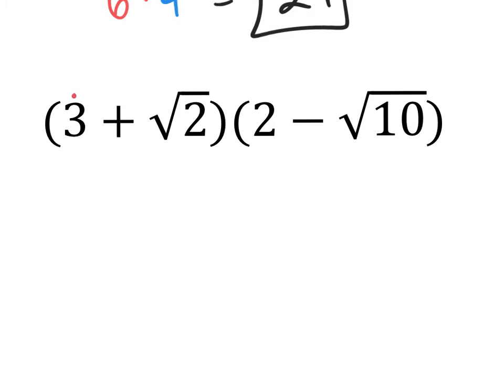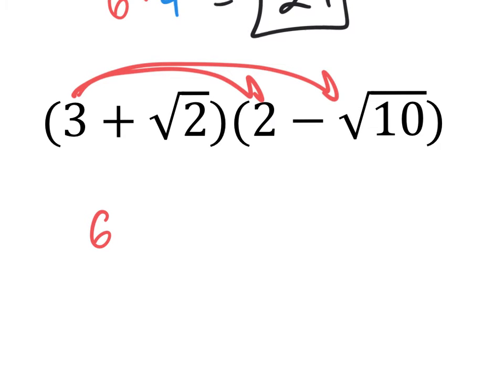A binomial times a binomial, 3 times 2, that is 6. 3 times negative square root of 10, that's kind of like saying 3 times negative x. That'll be a negative 3x, or in this case, negative 3 square root of 10. Does that make sense? Thumb up, yay? Thumb to the side, kinda, or thumb down, like what the heck is going on? Okay, thumb to the side, thumb up, okay.